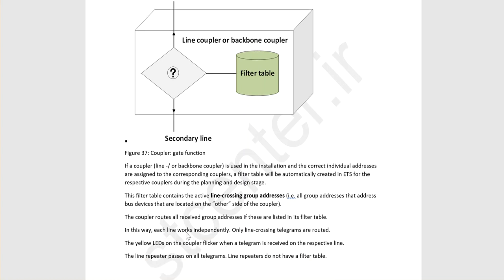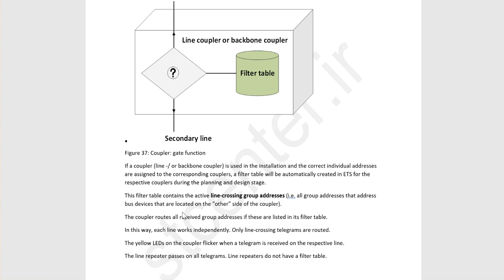The coupler routes, or allows to transmit, all received group addresses if these are listed in a filter table. In this way, each line works independently. So what does it mean? It means, for example, you have a building with 10 floors. On the first floor, there is some command to control the lights, or the shutter, or the HVAC system.